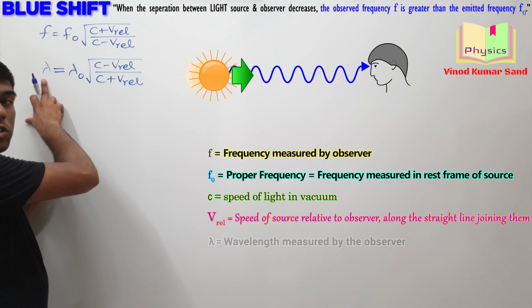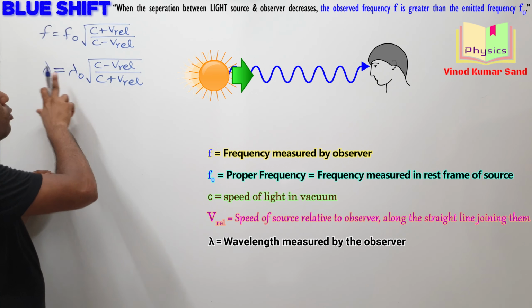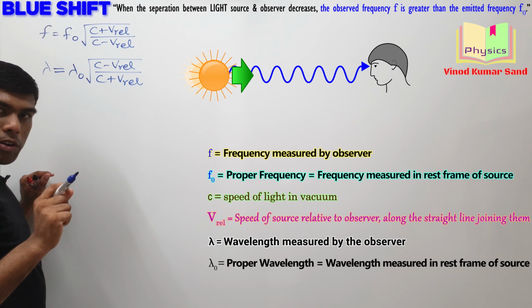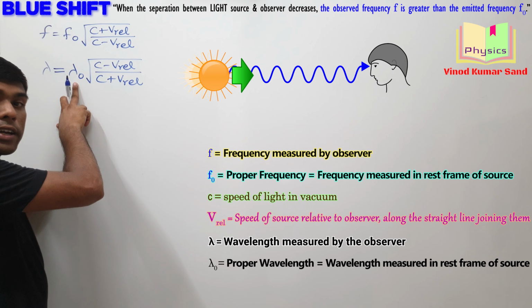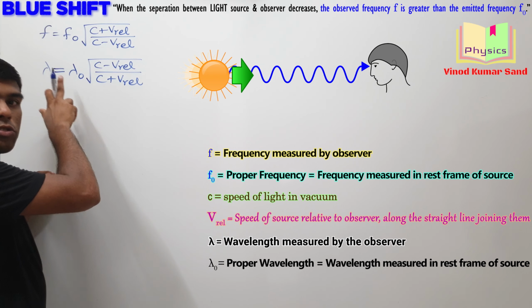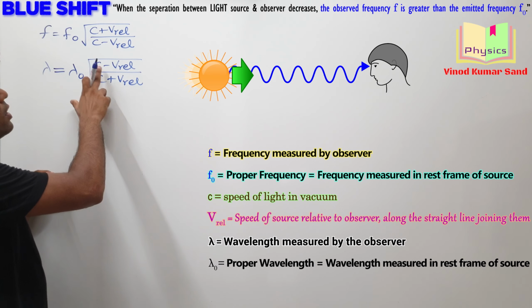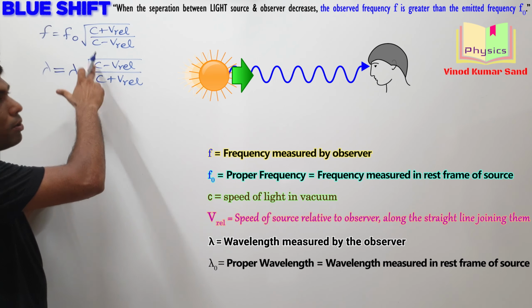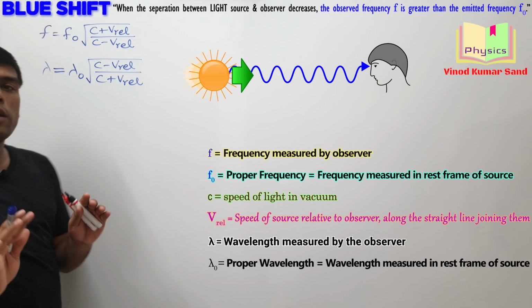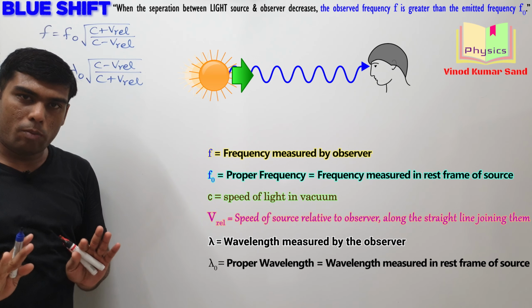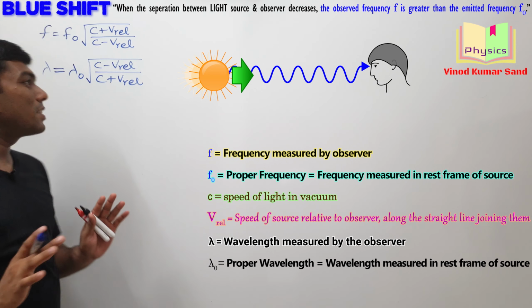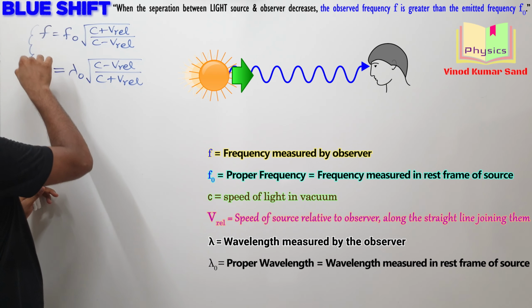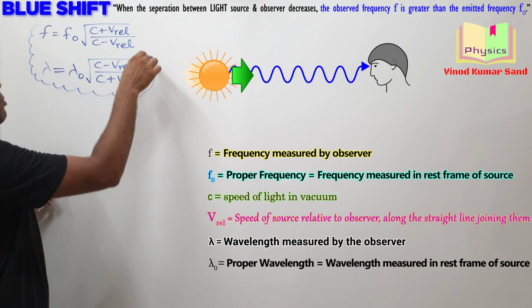The wavelength measured by the observer. What is lambda naught? Proper wavelength. Proper wavelength means the wavelength of the electromagnetic waves in the rest frame of the source. c is the speed of light in vacuum, and v relative is the relative speed of the source and observer along the straight line joining them. Got it? So these are two important formulas for the blue shift.